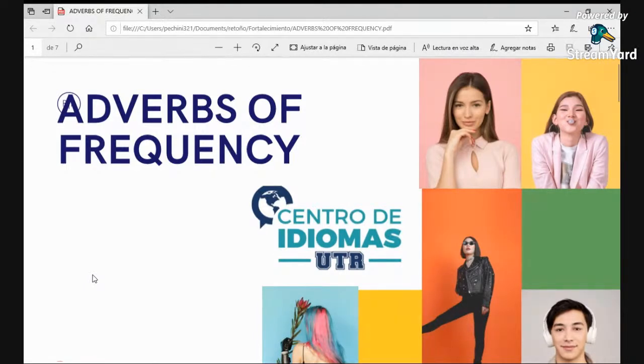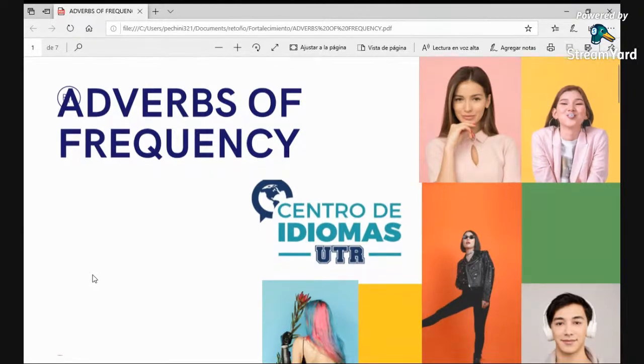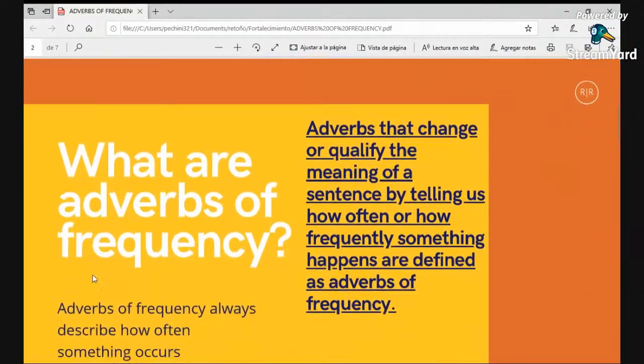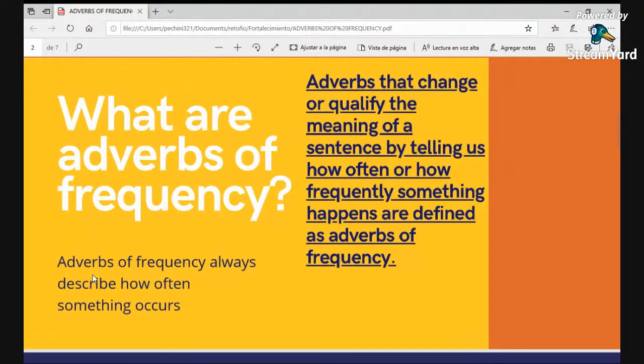For this first activity, we're going to have a review about the adverbs of frequency. The adverbs of frequency describe how often something occurs, and they can change or modify the meaning of a sentence because they are giving us an extra idea about how or when things happen. And of course, they are going to give us a context so we can understand the meaning of an idea in a better way.